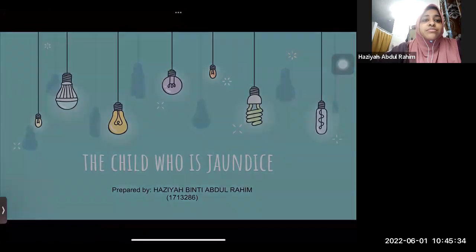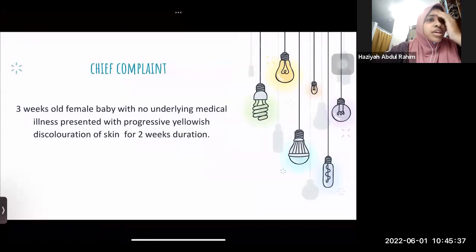So next. This is my case scenario where there is a 3 weeks old female baby with no underlying medical illness presented with progressive yellowish discoloration of the skin for 2 weeks duration. So the important information over here is 3 weeks old baby, which is a neonate with no underlying medical illness with progressive jaundice for 2 weeks duration, which we can consider as prolonged jaundice.